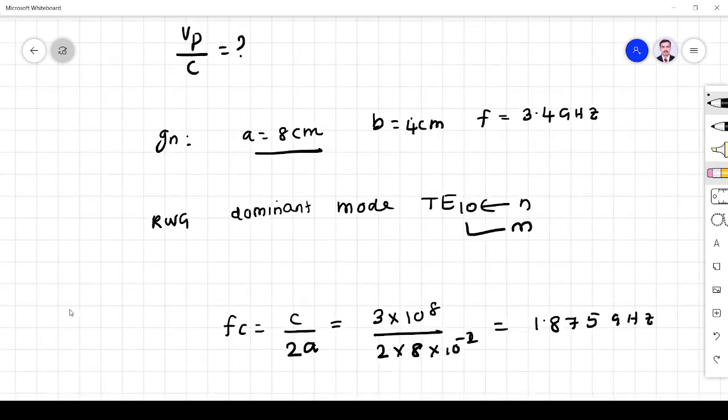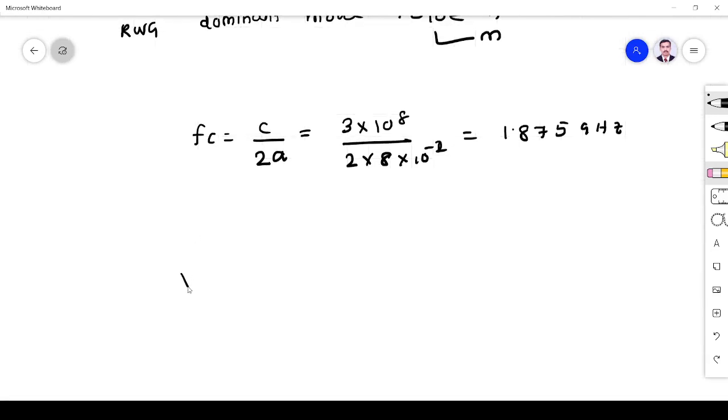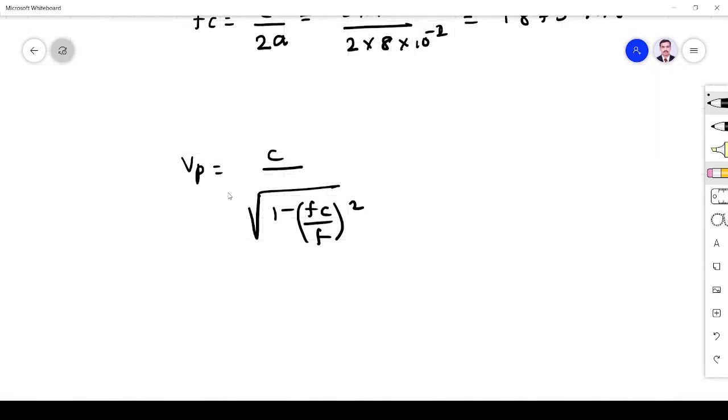What they ask is Vp, the phase velocity. Phase velocity is given by Vp is equal to C by root of 1 minus Fc by F whole square. They ask not Vp, but Vp by C. Please remember, Vp by C is equal to 1 by root of 1 minus Fc by F whole square. Fc we found it is 1.875, divided by F is 3.4.